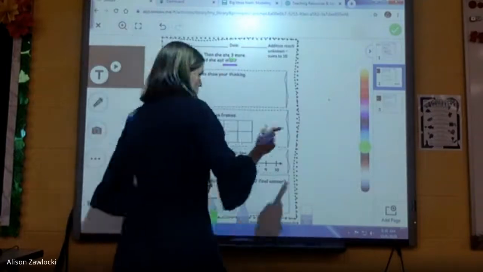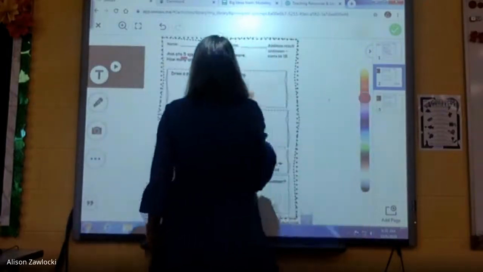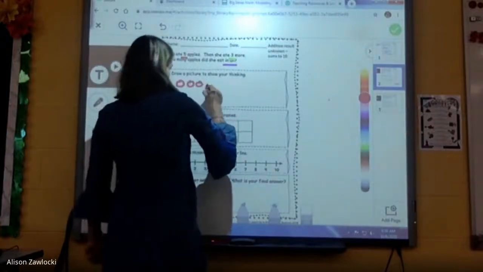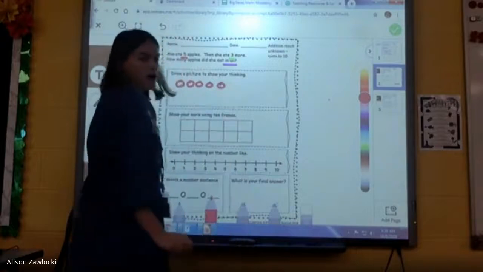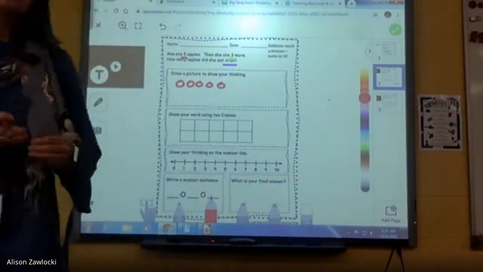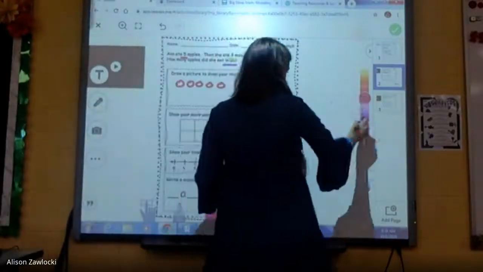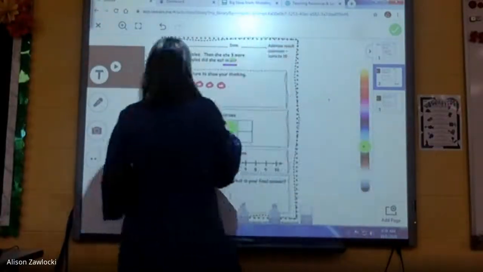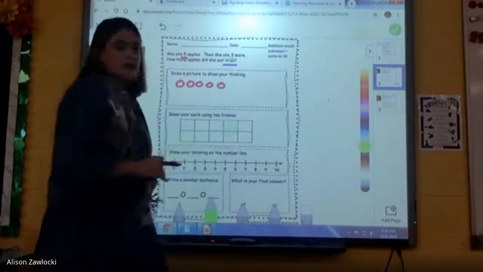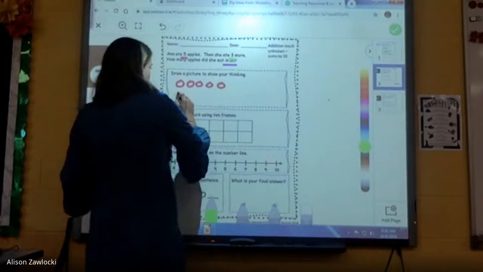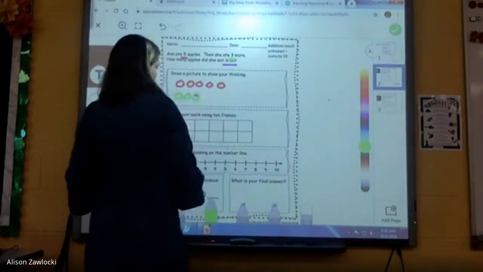So let's go ahead and draw this. I'm going to draw my 5 apples. 1, 2, 3, 4, 5. I'm just drawing circles per usual, and I'm going to use different colors so I can tell the difference between the 2 numbers that I'm drawing. Then I'm going to use green for my 3, and I'm going to stack them. You can either stack them or leave enough space between them. 1, 2, 3. Okay, so I just drew my picture.